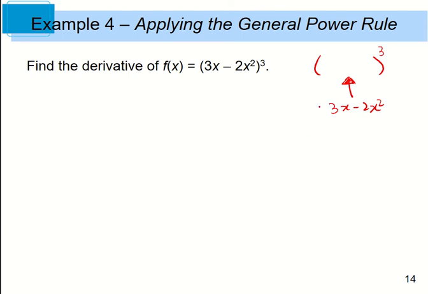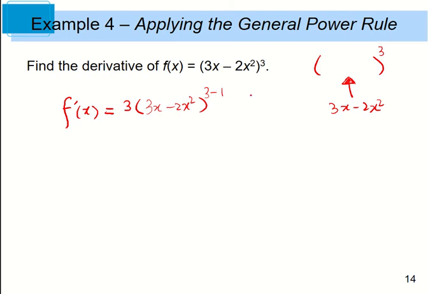When we differentiate, we first differentiate the layer outside. So this is what we do. We bring down the 3, we multiply, and the power is reduced by 1. So we have power 3 minus 1. What should I write inside the bracket? I should follow the original function, 3x minus 2x squared. So we complete the differentiation of the layer outside.